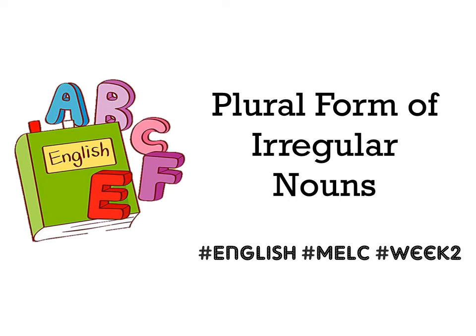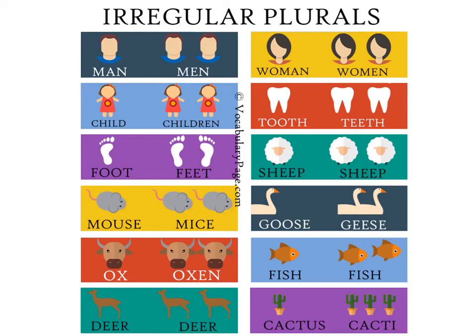So now let's have the plural form of irregular nouns. Here are some examples of irregular plurals. When we say irregular plural nouns, these are nouns that in plural form change the spelling. Example here, man. If it's only one, man, and if there are 2, we call them men. The other one is woman, and the plural is women.